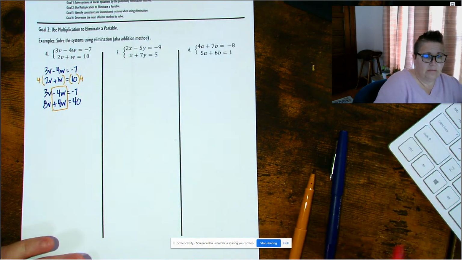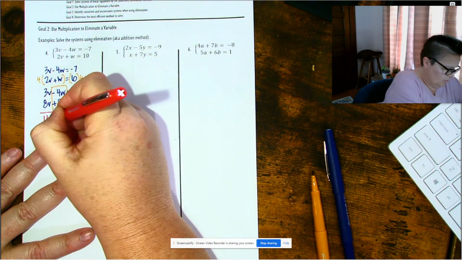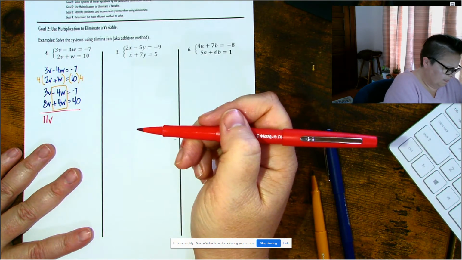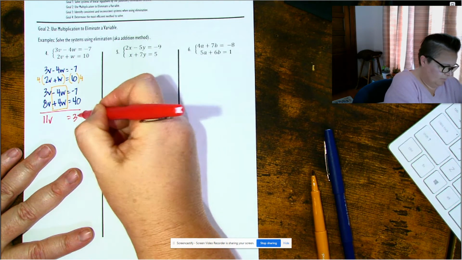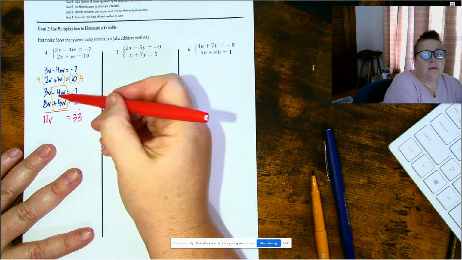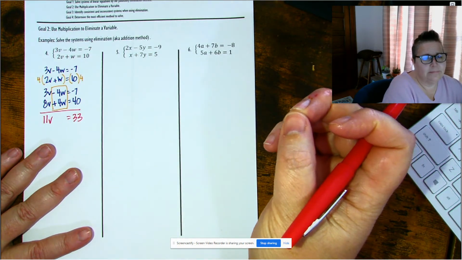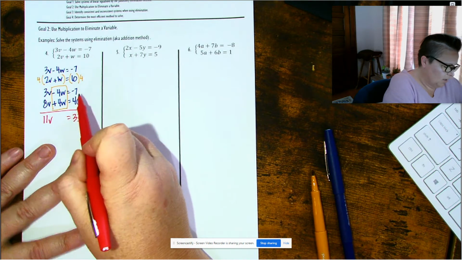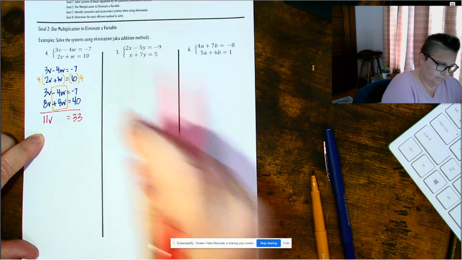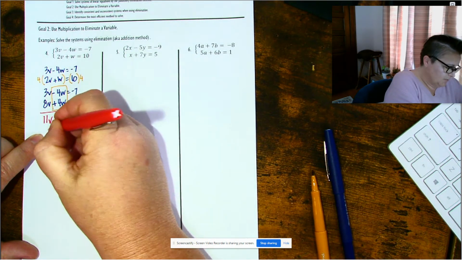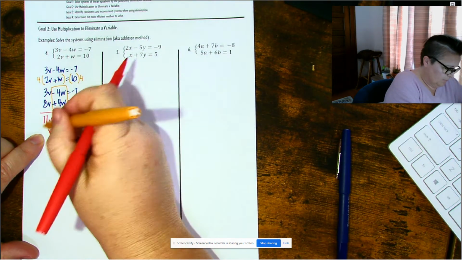Now I have 3v plus 8v equal to a negative 7 plus 40. That's 33. The w's are eliminated, hence the name elimination method. Because when you add equal quantities to equal quantities, you maintain the equality. Now I'm going to divide both sides by 11. And I have a value of v of 3.